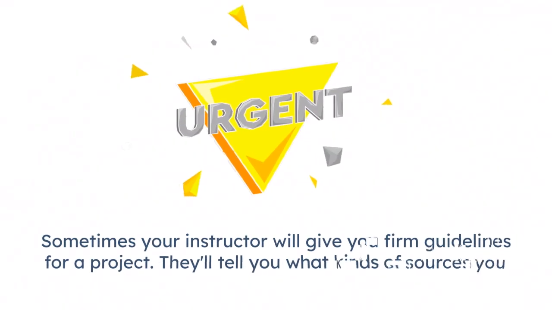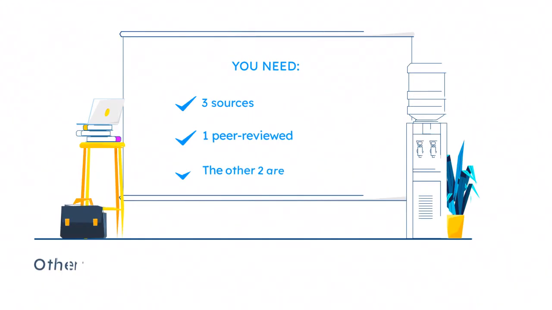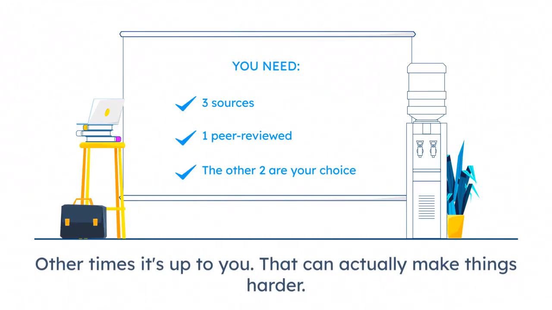Sometimes your instructor or assignment will specify what kinds of sources you need to use for a project. That makes it simple because you can easily choose sources that your professor will approve. Other times, your assignment instructions might say something like, must use 3 articles, including 1 scholarly article. That makes it harder because now you have to decide which sources are best.